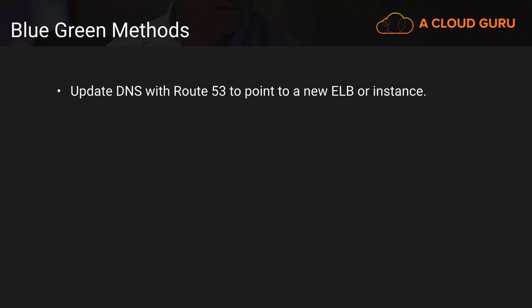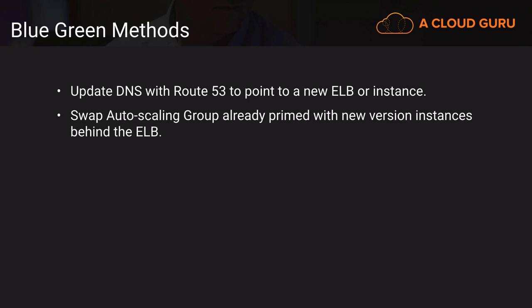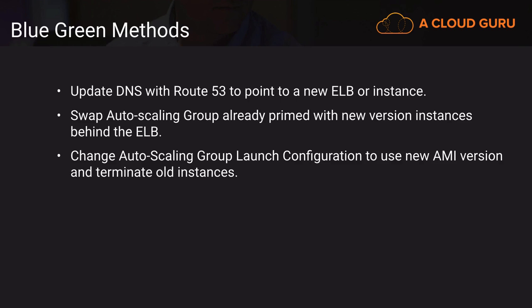Now, there are a few different ways we can accommodate blue-green deployments on AWS. First is with a DNS. And as you saw earlier, we used Route 53 to just point to a new ELB, or maybe we're going directly to an EC2 instance. We can also swap out the auto-scaling group that's already loaded up with the new versions of the application. We can also change the auto-scaling group launch configuration to use the new AMI versions. Now just remember, you can't change a launch configuration once it's been created, so you would really create a new one and then assign that to the ELB.